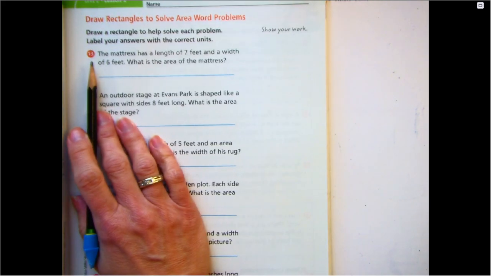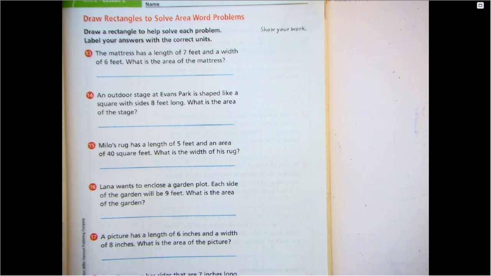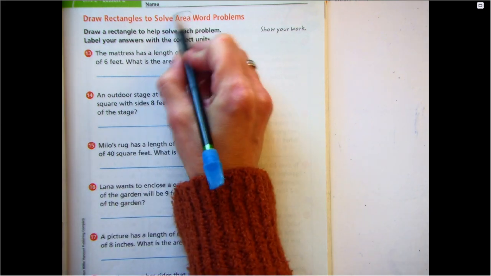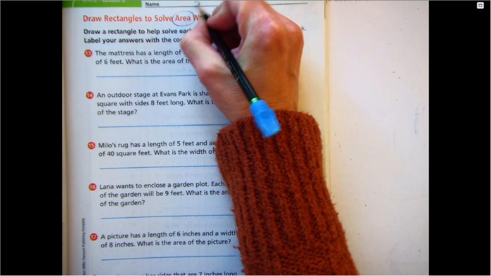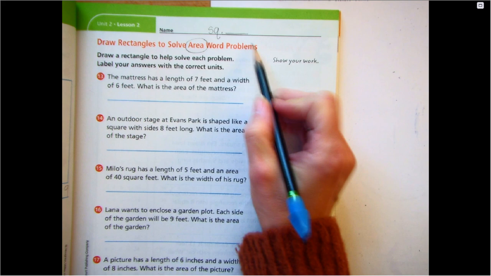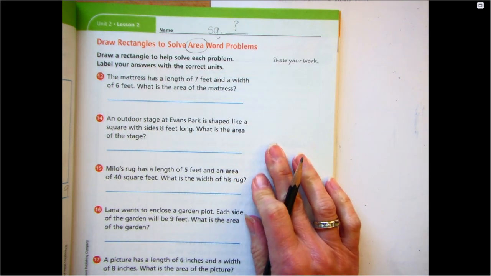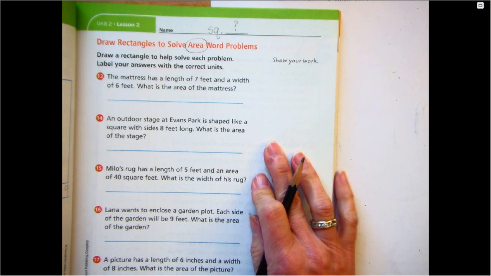Okay, we're going to read this together. It says to draw a rectangle to help solve each problem, and then label your answers with the correct unit. Okay, so the unit is what we're measuring by. We have to look for that label. Remember, if we're doing area, we have to have some kind of square units, right? Square something, depending on what we're measuring by. Maybe it's feet, maybe it's miles. Okay, I don't know. We'll have to read the word problems and find out.